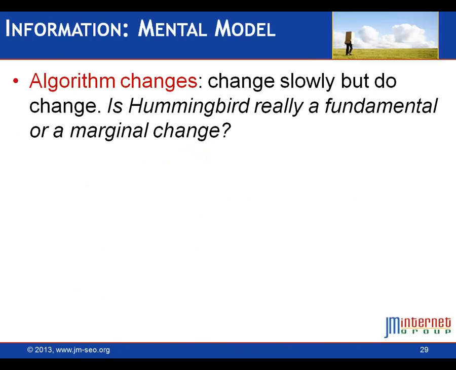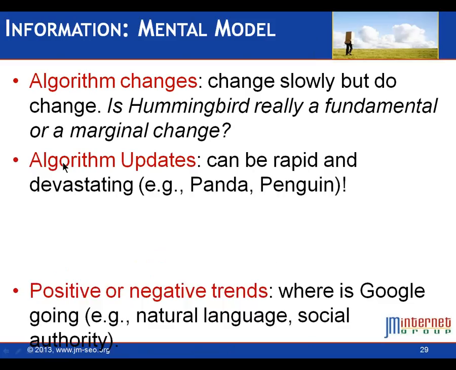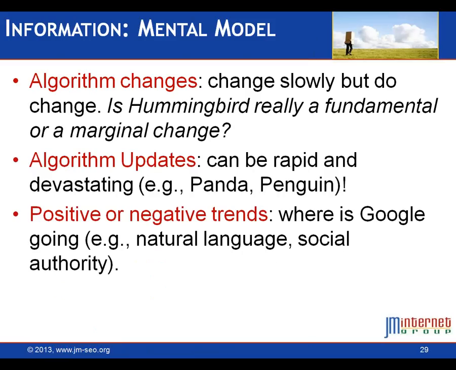So my mental model, algorithm change does happen, but it's slow. It's not as dramatic as people think. My question mark right now is Hummingbird fundamental or is it marginal? My opinion right now, it seems to be marginal. It seems to be more mobile search, better content, but not the dramatic change that people are saying.